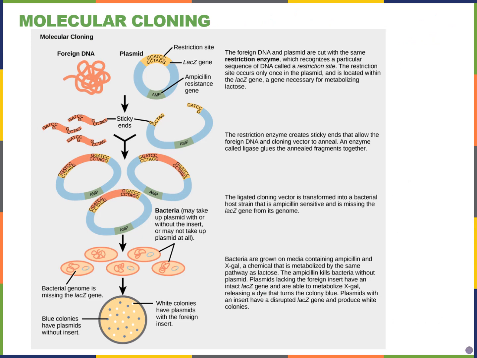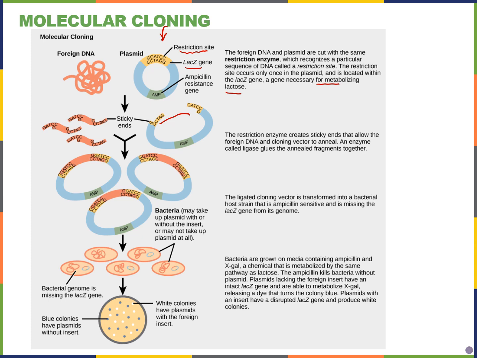Here's an example from our textbook that displays a really common method of cloning of genes. So here I have my plasmid on the right, and I can see my multiple cloning site, which contains a restriction site that will be recognized by a specific restriction enzyme. And it also happens to be that the restriction site is located within a gene called the LAC-Z gene. If you cut open the plasmid at that particular restriction site, you will disrupt the LAC-Z gene. And LAC-Z is a gene that's necessary for the bacteria to metabolize lactose.